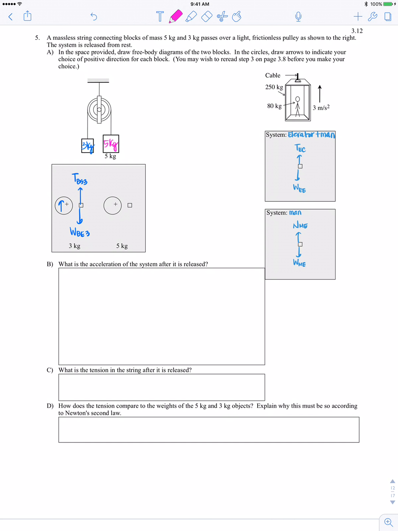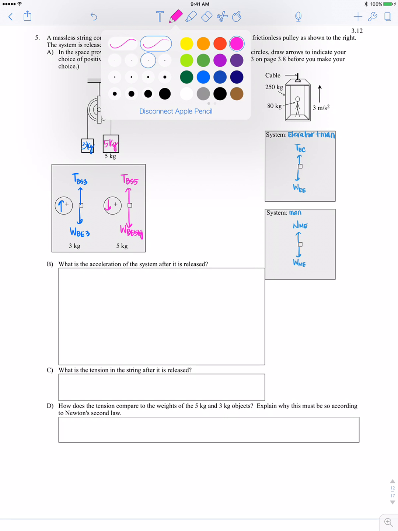For the 5 kilogram block, I'll make down positive because I think it's going to move down. Tension on the block by the string, and then weight force on the block by the earth. Actually, this is not consistent. I should make that vector bigger because I know it's got more weight than the 3 kilogram block.